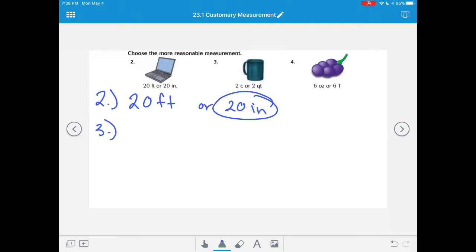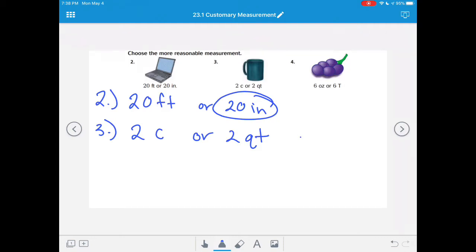Let's take a look at number 3. Number 3 says 2 cups or 2 quarts. So this, if you're not too familiar, you might want to look back at the original picture.